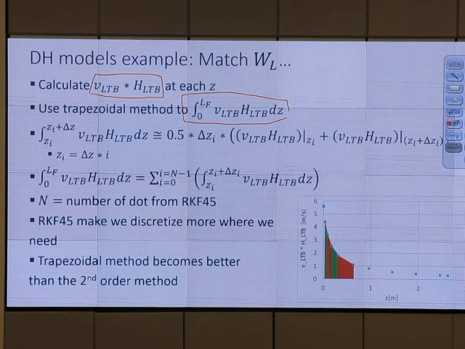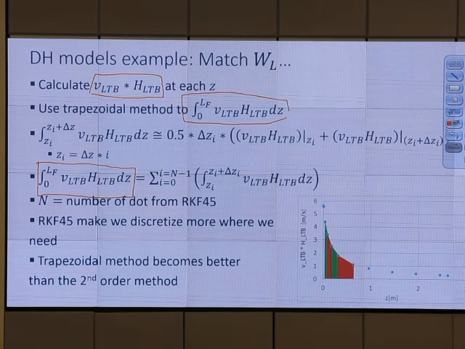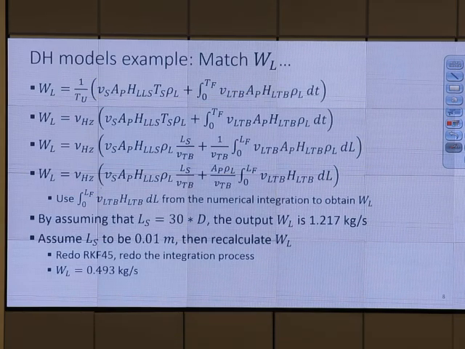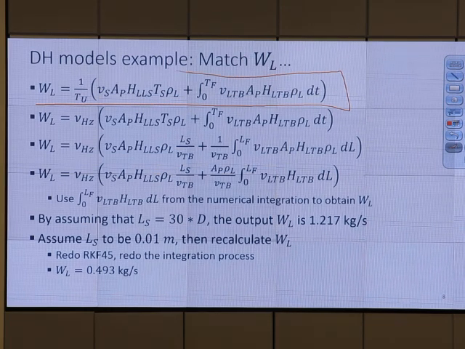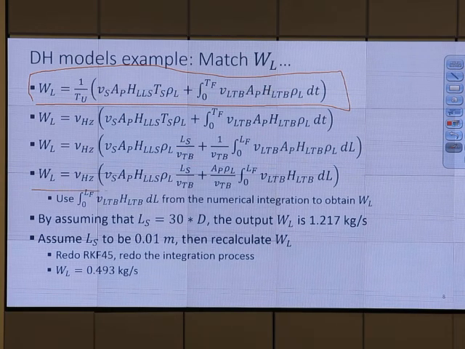Then we have the result, which is better than the second order method. Alright, so we get the area under the curve, or this integration, 0 to LF of V times H. Then I go back to my mass balance equation. From this equation, I can change the limit of integration from 0 to TF to 1 over VTB, 0 to LF, right? So I have this.